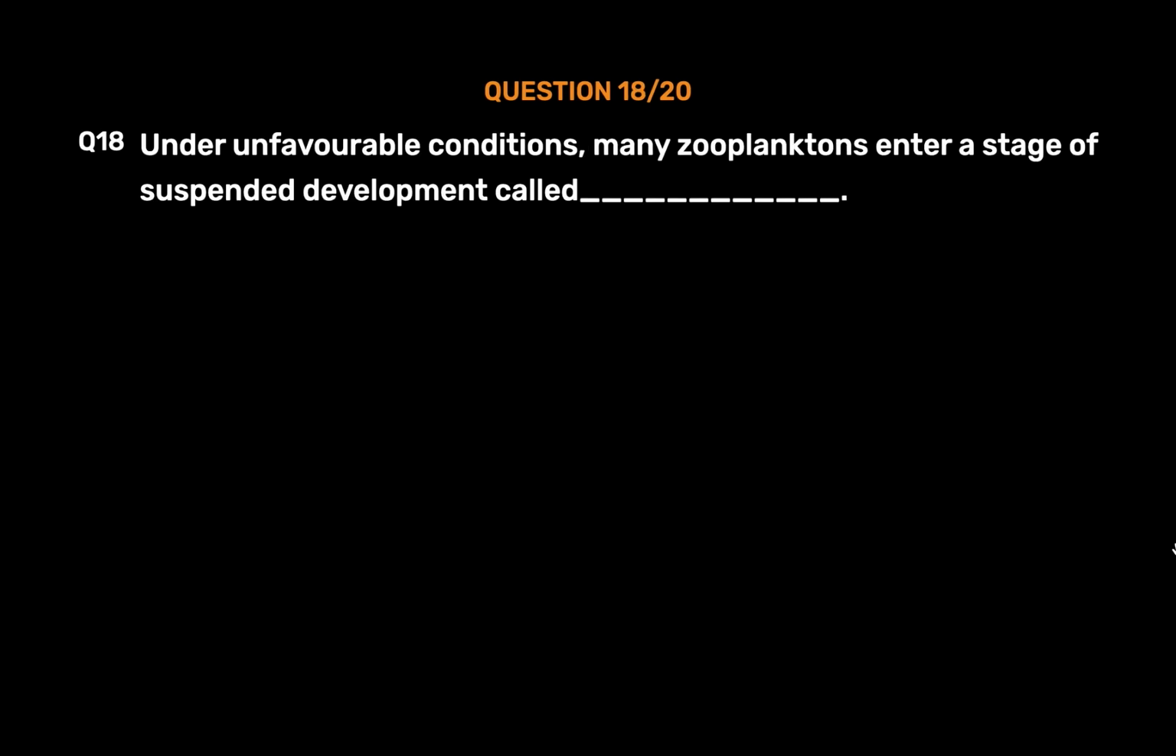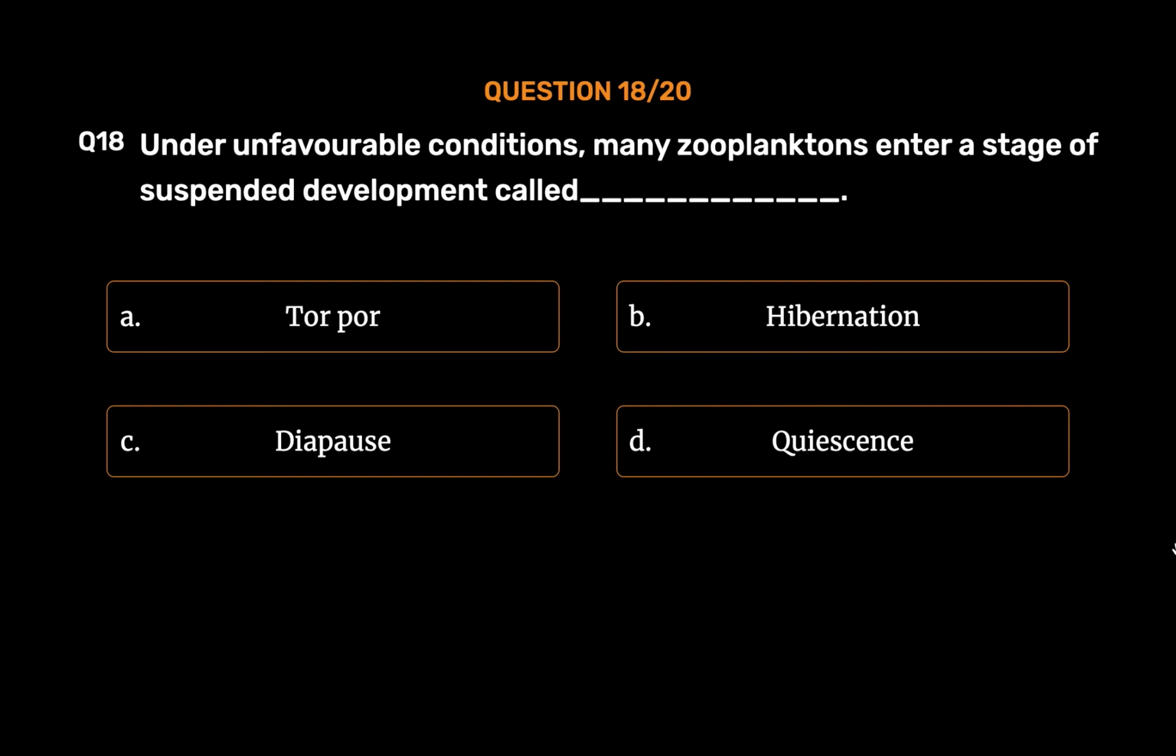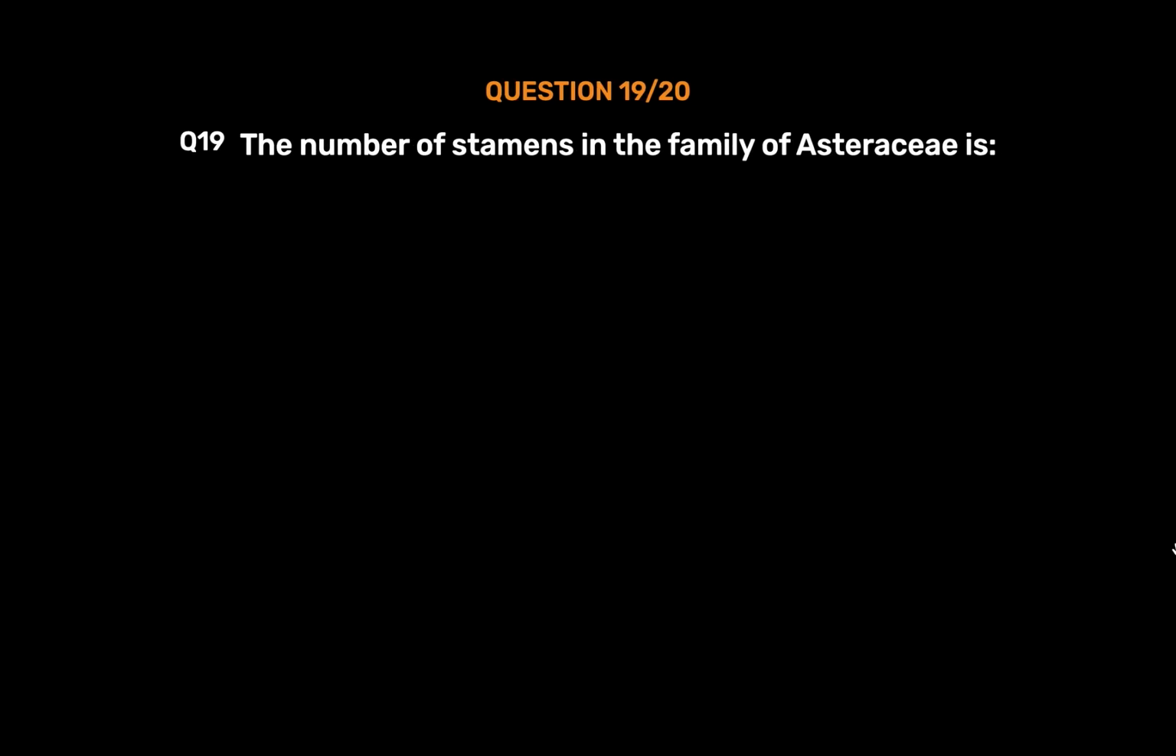Question number 18. Under unfavorable conditions, many zooplanktons enter a stage of suspended development called underscore. Option A, torpor. Option B, hibernation. Option C, diapause. Option D, quiescence. The correct answer is Option C, diapause. Under unfavorable conditions, many zooplankton species in lakes and ponds enter diapause. It is considered to be a physiological state of dormancy with very specific initiating and inhibiting conditions, resulting in delays in development.